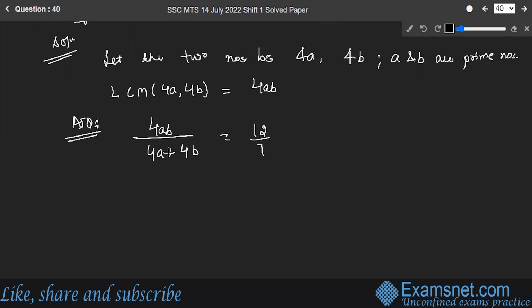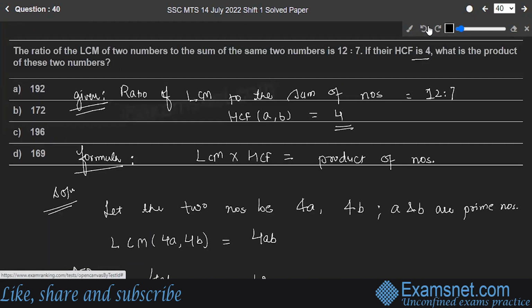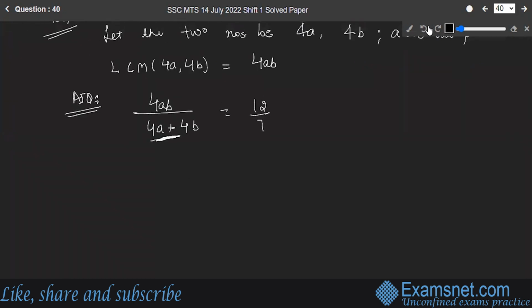So the sum of the numbers is equal to 4A plus 4B, and the product of the two numbers is 4AB, right? So this is the case. Now let's do the cross multiplication. First of all, I'll take 4 common from the denominator and the equation will become AB upon A plus B is equal to 12/7, right?